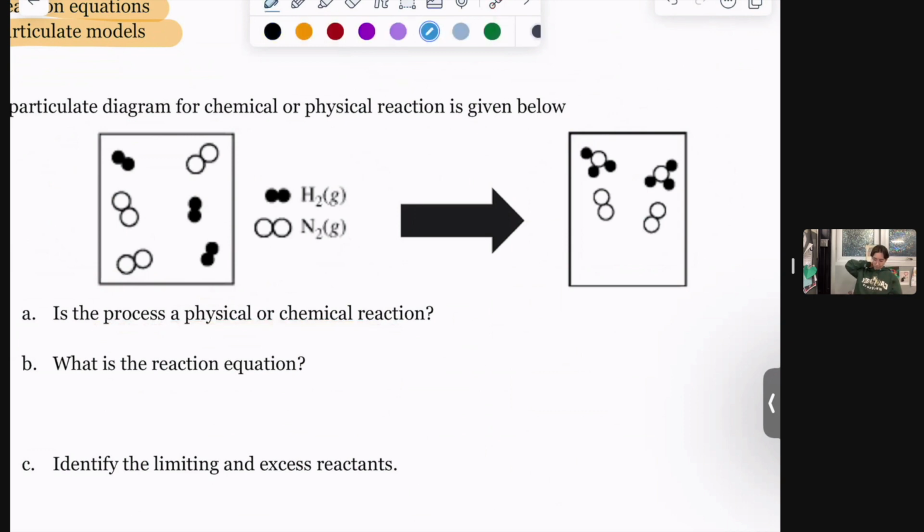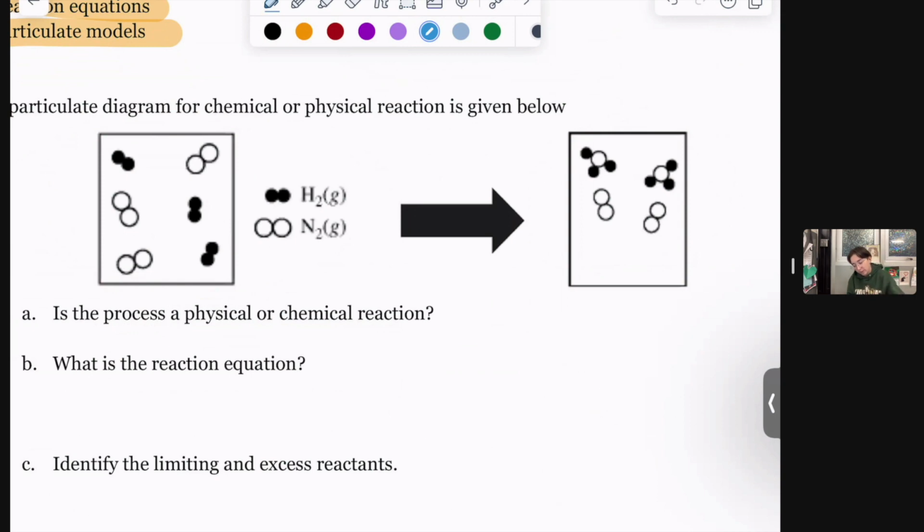Is this a physical or chemical reaction? So think back to what physical and chemical mean. Physical would be if there was a phase change, or if the substances look the same in both boxes, but maybe something about them has changed. Maybe they've spread out, something like that. If it's a chemical change, we've formed new substances.